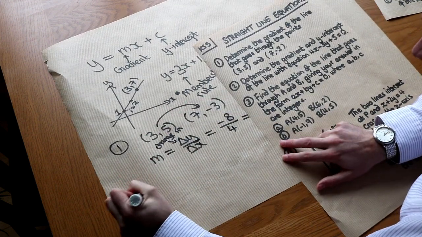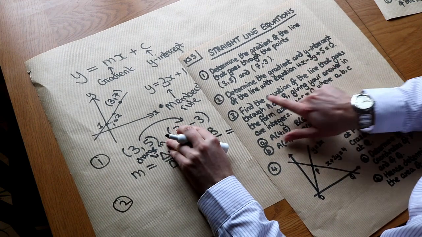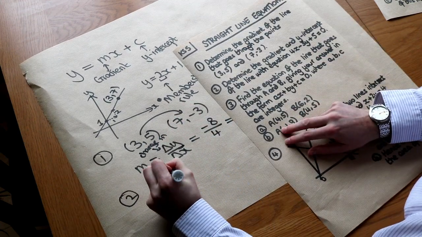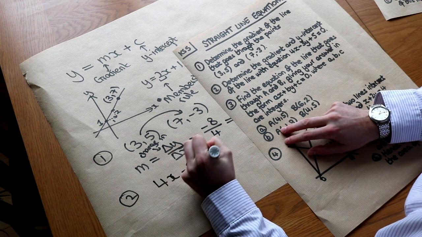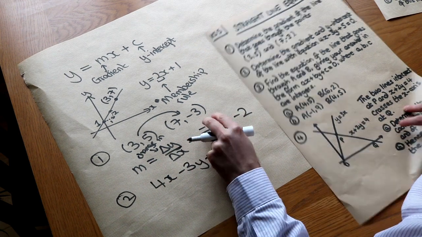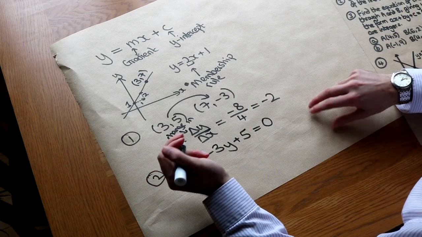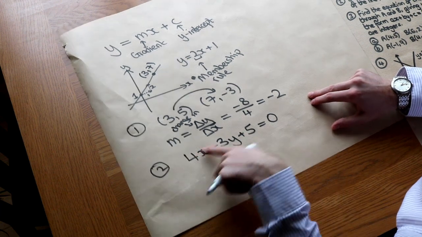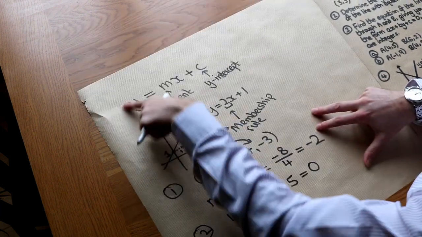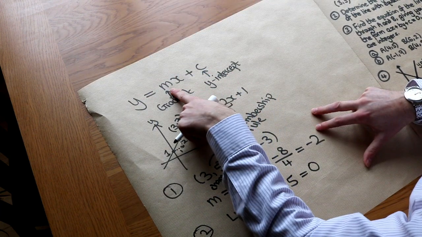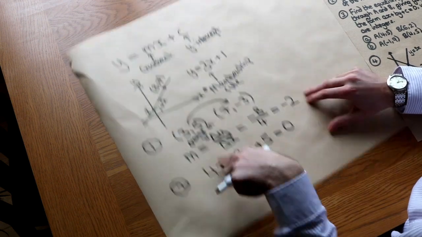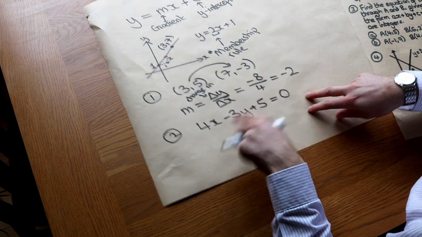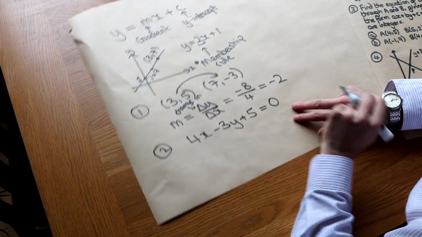What about question 2? Determine the gradient and y-intercept of the line with equation 4x - 3y + 5 = 0. So not all straight line equations are in the form y = mx + c. It might be in some other form as well. And if it is in some other form, then we just need to rearrange it so it is in this form, because then we can easily read off the gradient and the y-intercept. And notice here that the y is the subject of y = mx + c. So here we just need to make y the subject of this equation.